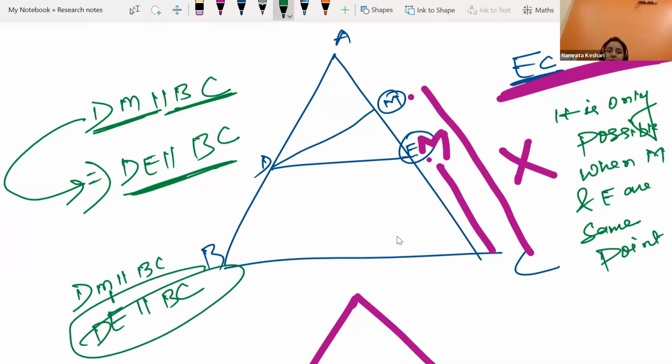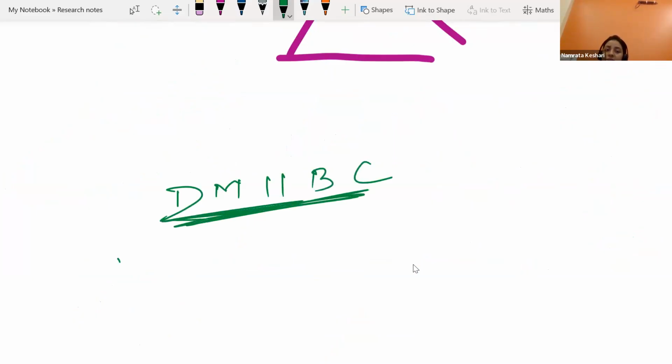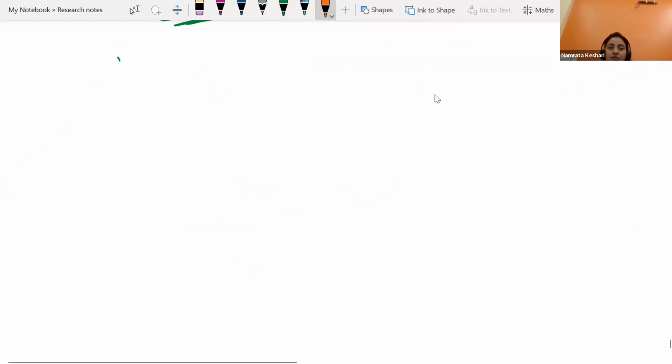Can you see that M and E is the same point? Are you getting it? हम ये कहने की कोशिश कर रहे हैं कि M and E तो सेम ही पॉइंट है और हम assumption क्या लेके स्टार्ट किए थे कि DM is parallel to BC. We have taken this assumption and then we started proving this converse of basic proportionality. Okay, let me write everything over here so that it will make sense to you.